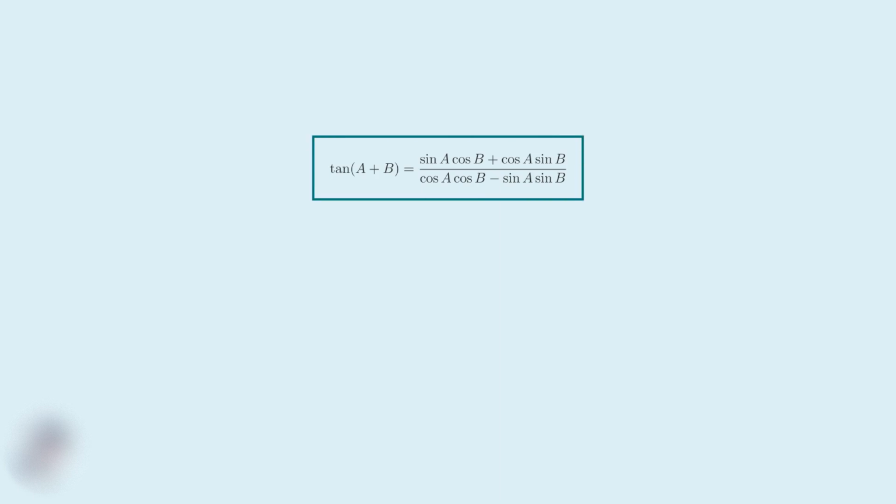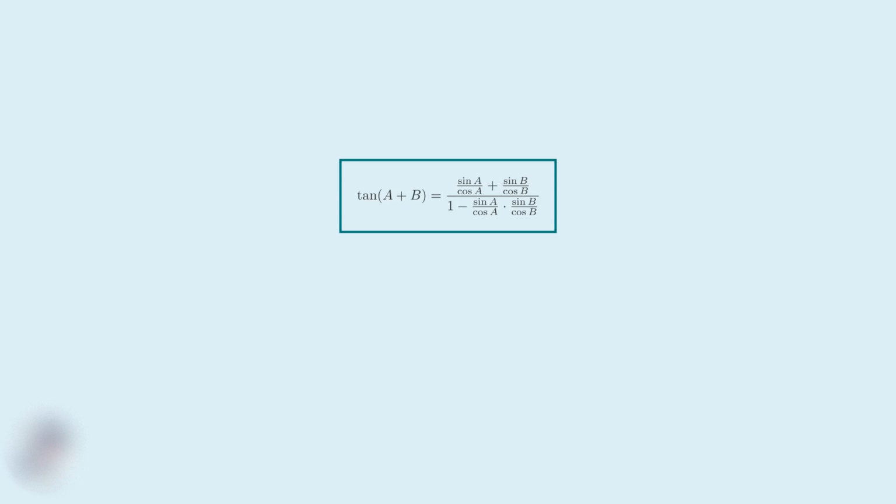Now we substitute these sum formulas into our tangent definition. This gives us a fraction with the expanded sine and cosine expressions. Here comes the key algebraic step. We divide both the numerator and denominator by cosine a times cosine b. This is the crucial manipulation that will give us our final formula. Now we simplify each fraction separately. In the numerator, we get sine a over cosine a plus sine b over cosine b. In the denominator, we get 1 minus sine a over cosine a times sine b over cosine b.